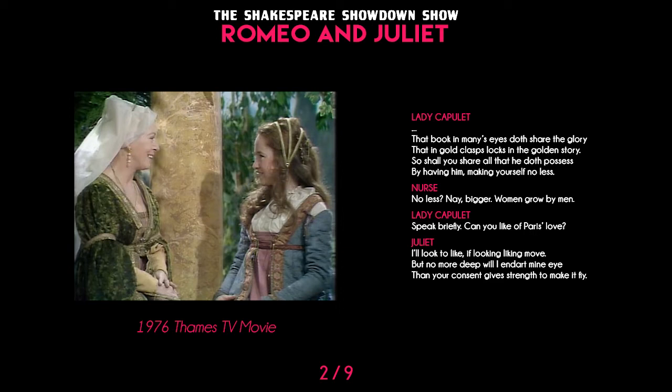So, we'll go in the same order as before, starting with the 1976 Thames TV movie. This is what Juliet looks like here, played by Anne Hassan wearing a blue dress. Lady Capulet is in the green. Let's listen to how this sounds, starting with Lady Capulet.